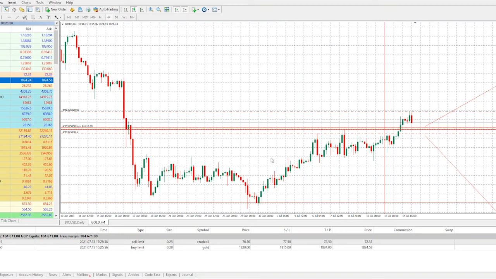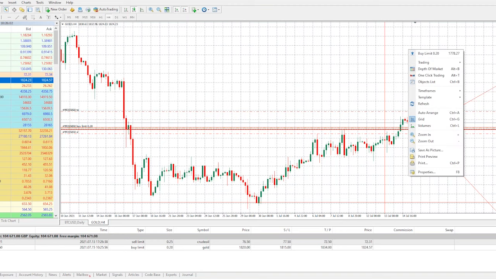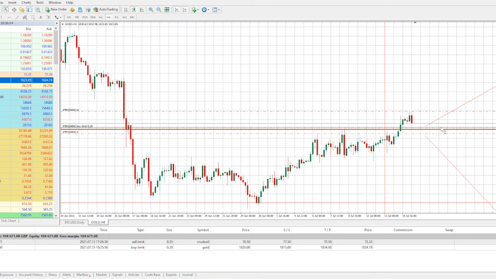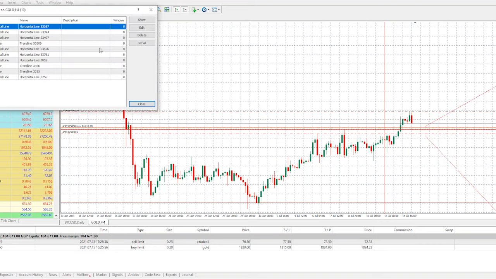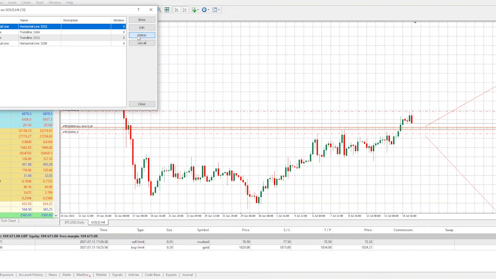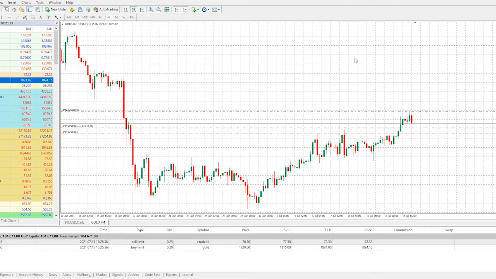So now we've created a pending order. Let me get rid of some of the lines I drew so that you can see it better. Objects list, and you just delete the objects, and that gets rid of everything you drew. Okay, so here's our support level right here. I'll draw one line right here.